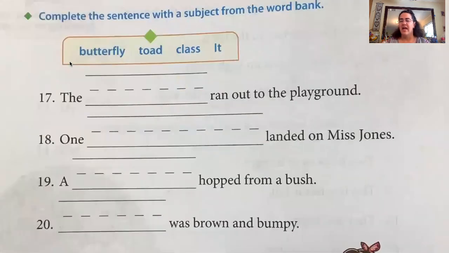All right, moving on to the next section, we have to complete the sentence with the subject from the word bank. Adeline, let's do number 1. The blank ran out to the playground. The butterfly ran out to the playground? No, that doesn't make any sense. What makes sense there, Adeline? That's right, the class. The class ran out to the playground.